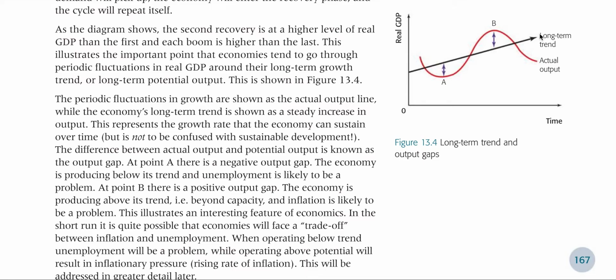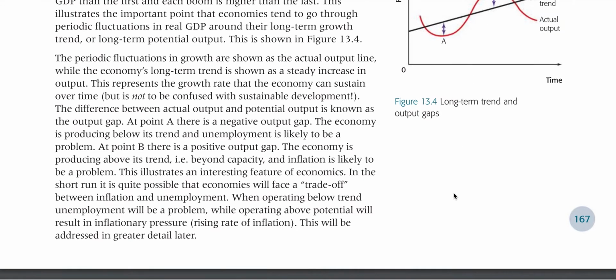All right. The difference between the actual output and the potential output has a term. It's called an output gap. So any difference between what is actually happening in the economy and the potential, which you get from drawing the long-term trend line, is called a gap. So at A, you can see that there's a gap because our actual output is less than our potential output. There's a positive gap in B where you can see here that our actual output is above the potential output.